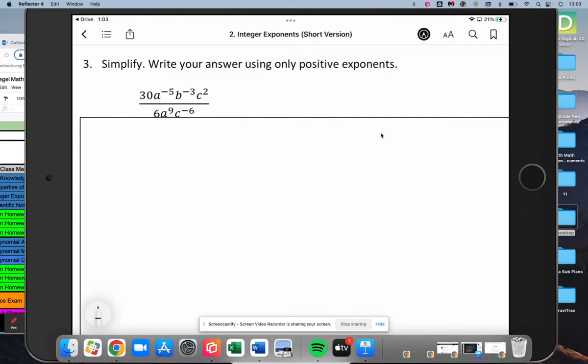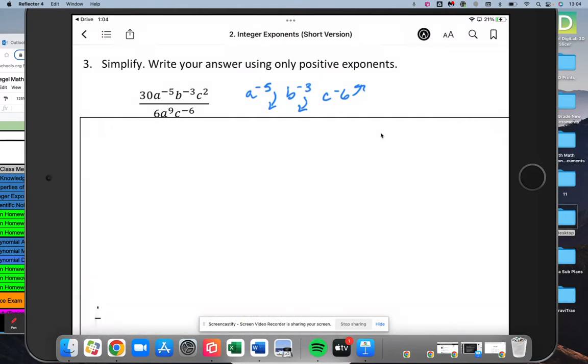And so before you start doing any canceling, it can get really confusing because of the rules around positive and negative numbers if you start trying to do canceling across the numerator and denominator of this fraction. My first step would be to recognize that in order to make positive exponents, my a to the negative 5 needs to go to the denominator. My b to the negative 3 needs to go to the denominator. And my c to the negative 6 needs to go to the numerator.